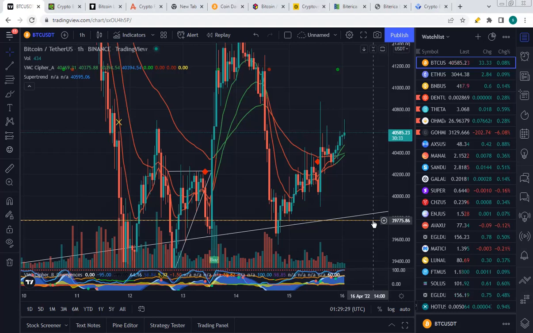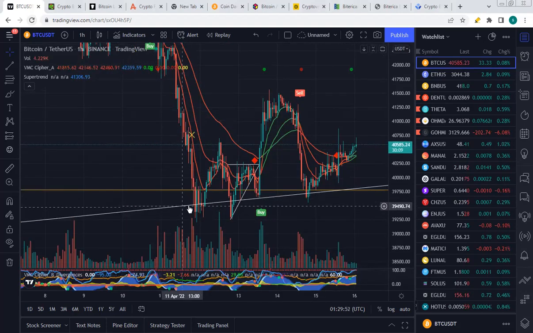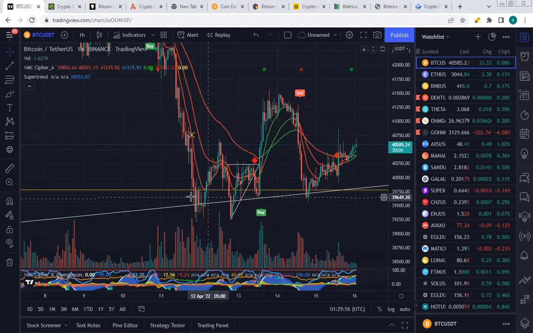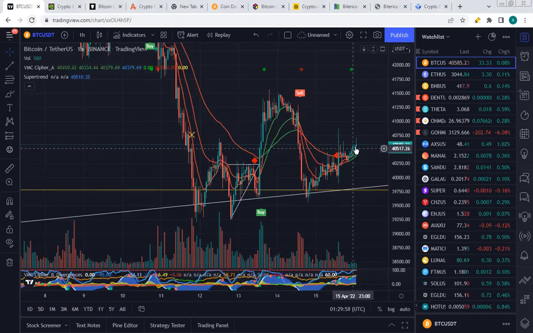Well, g'day everybody. Today is the 16th of April and we'll have a look at Bitcoin first of all. And we can see here Bitcoin since the 14th has been moving in a nice upward trend, bouncing off this support line several times. Okay, so we're moving away.